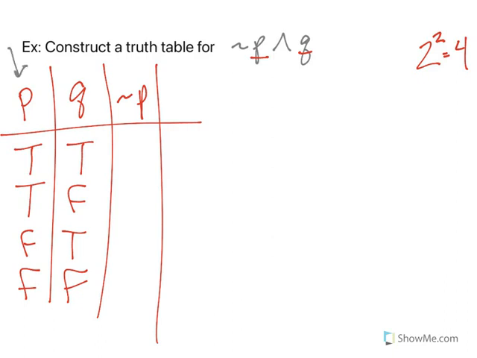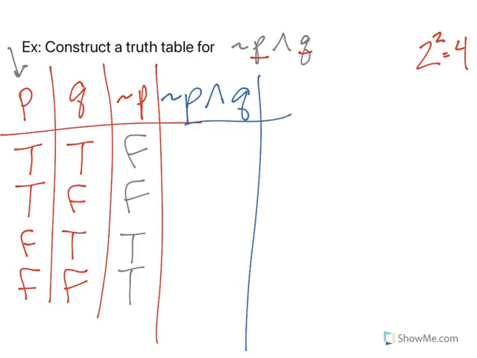Now recall that a negation is the opposite truth value. So I look at P. P is true, true, false, false. So what's the opposite of that? Well, false, false, true, true. And now I've negated P. So when I go in to say, okay, not P and Q, I'm looking at my not P and Q columns.